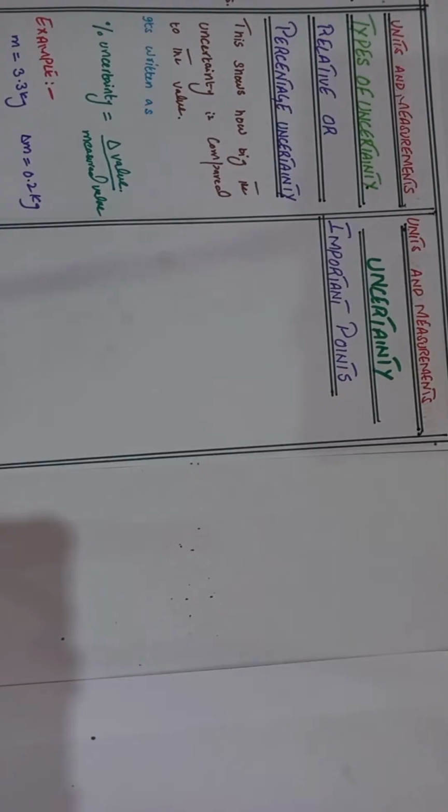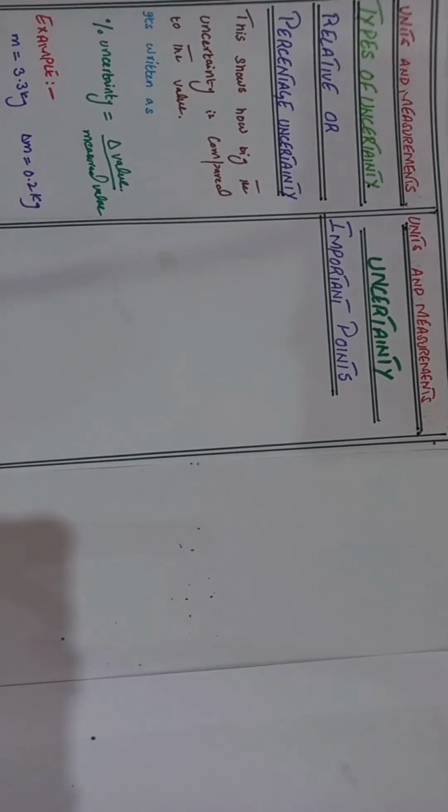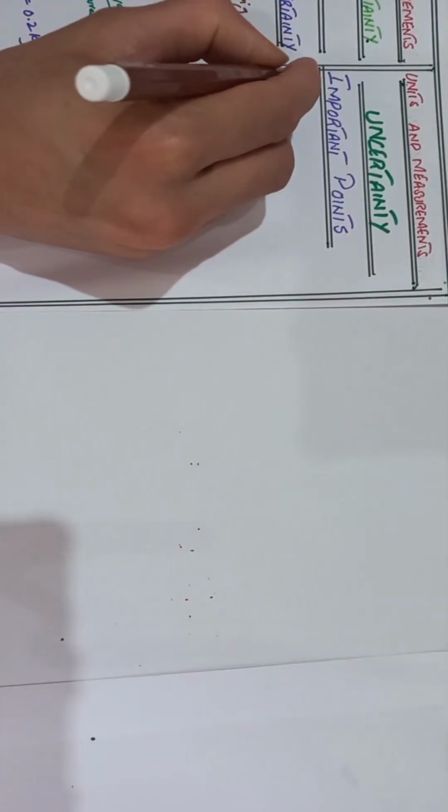Now we discuss the important points about uncertainty. Important point: uncertainty is not the same as error. Error is basically the difference between the measured value and the true value, and uncertainty is doubt about how accurate your measurement is.